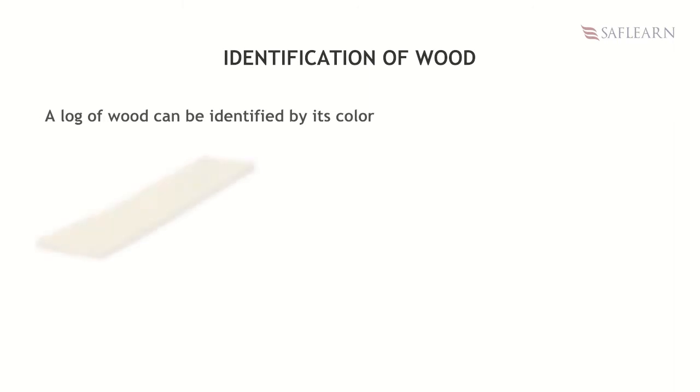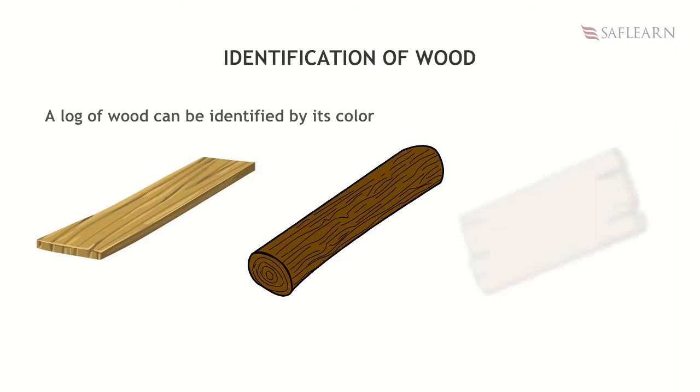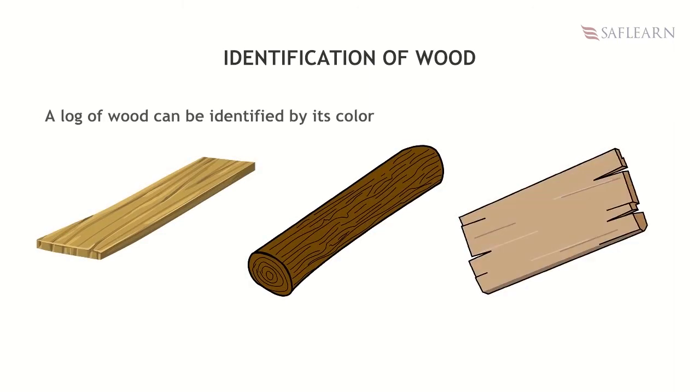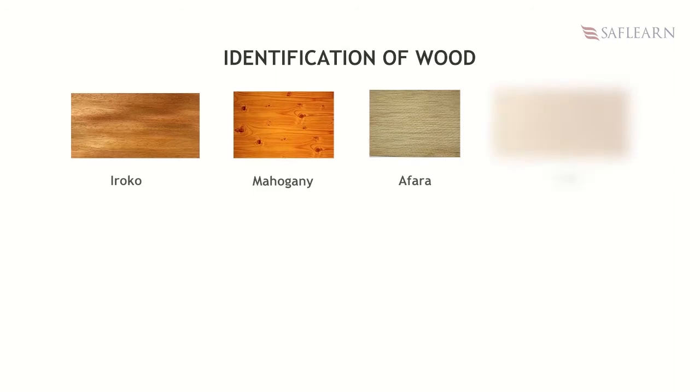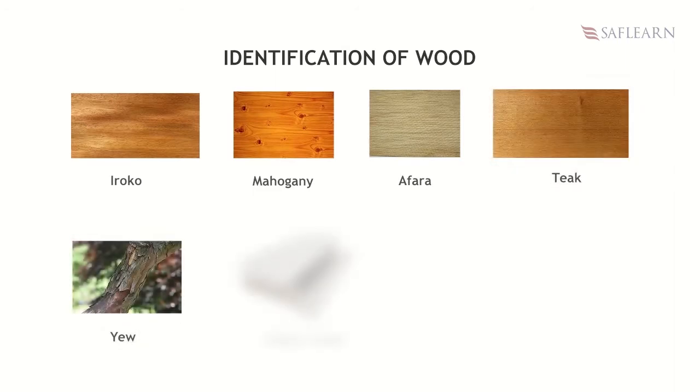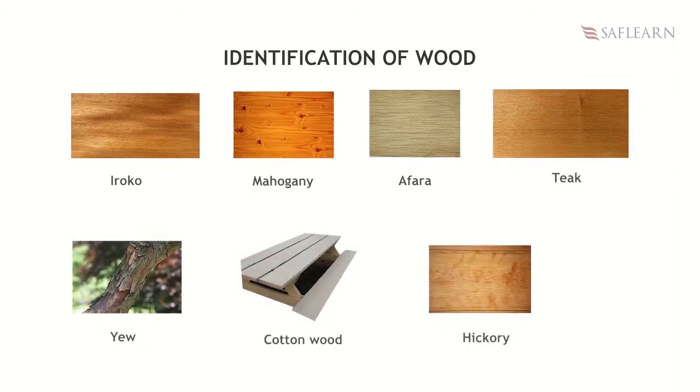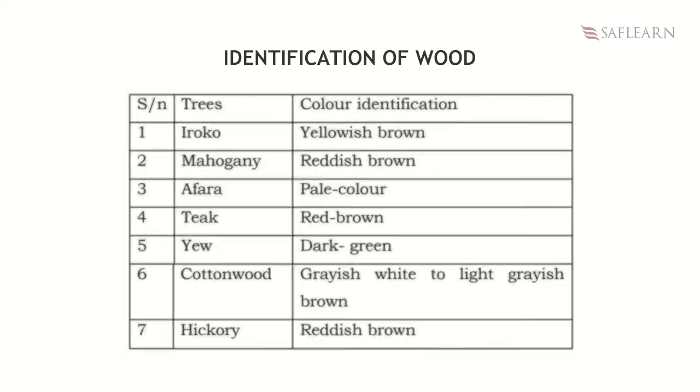Generally, a log of wood can be identified by its color. This distinctive color gives it a high decorative value. Iroko is yellowish brown, while mahogany is reddish brown in color. Other types of wood like afara, teak, etc. all have their distinctive colors. Let's take a look at this table to get a clearer picture.